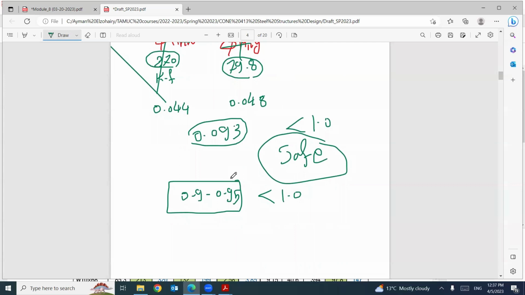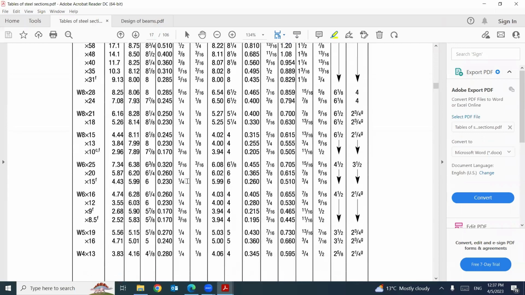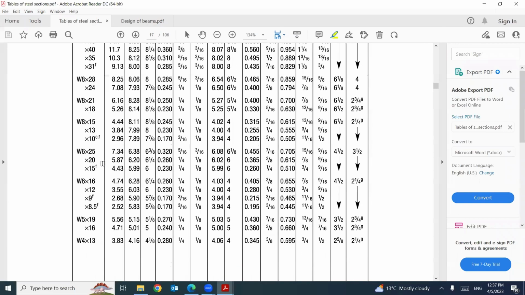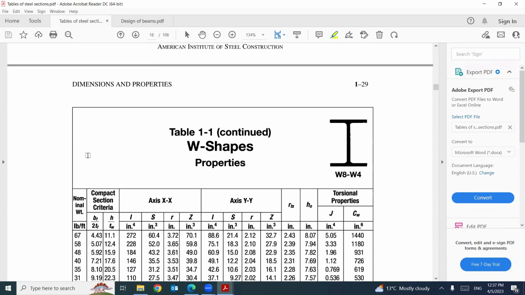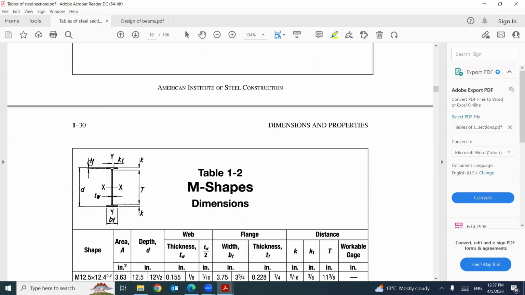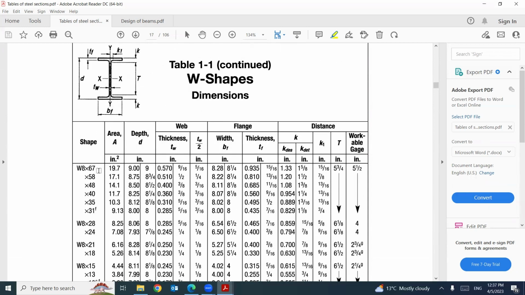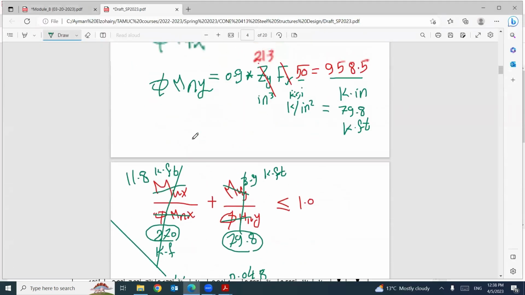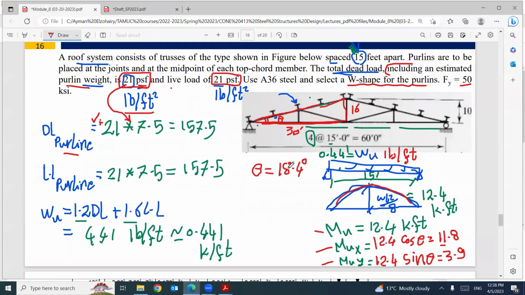So my recommendation: in your exam, you are done because your cross section is safe. But in the practical solution, no, I need to select a smaller cross section. We still have smaller ones, W8, W6, W5, W4. We can try a smaller cross section. Does that make sense? So the best way is to select a smaller one to get an economic design. But right now we are good. We can assume W12 by 50 will be good for these purlins.